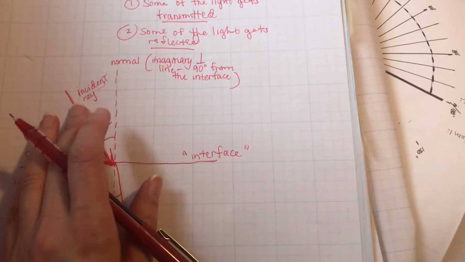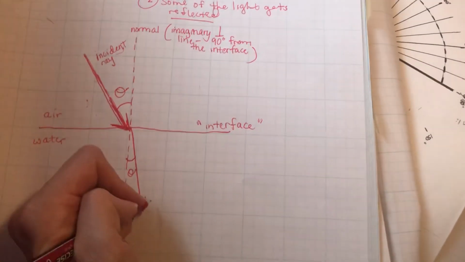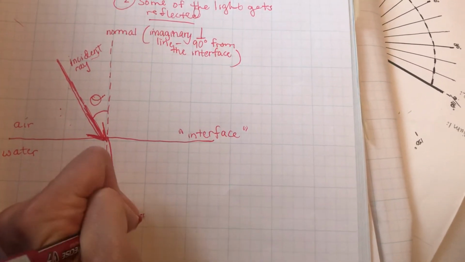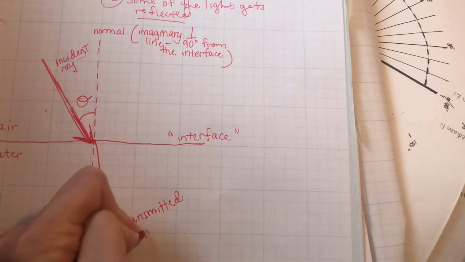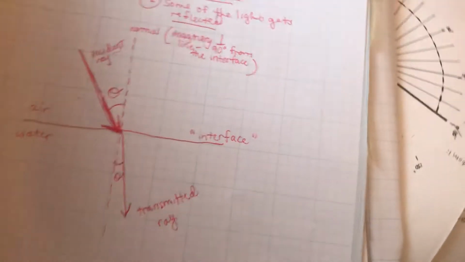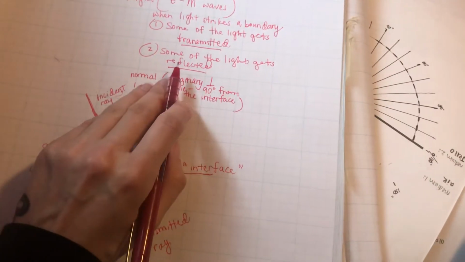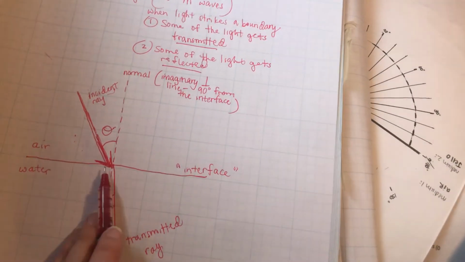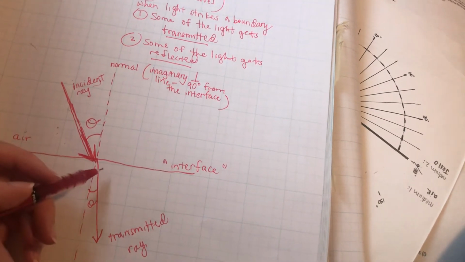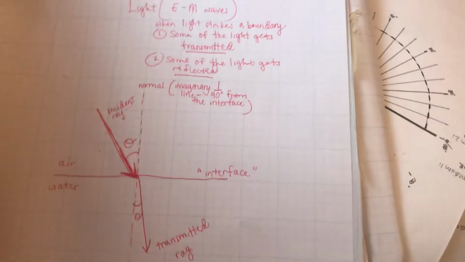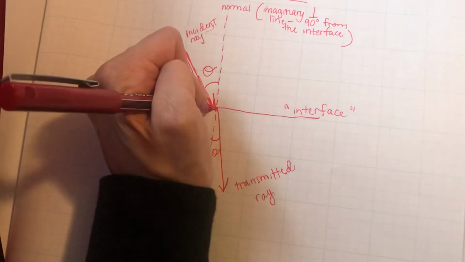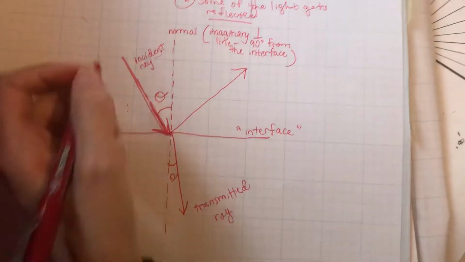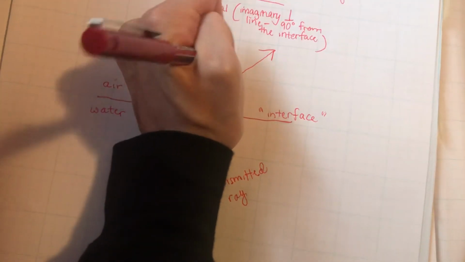So as you can see here, some of the light is going to be transmitted. So let's call this our transmitted ray. And as I said before, some of the light gets reflected. So not all of this ray is going to pass into our new medium. Some of it is going to bounce off the boundary, like any other wave. And it's going to bounce off like such. So here is our reflected ray.